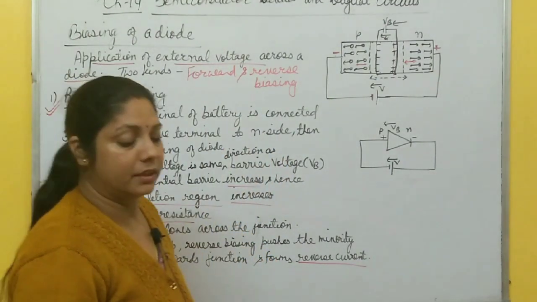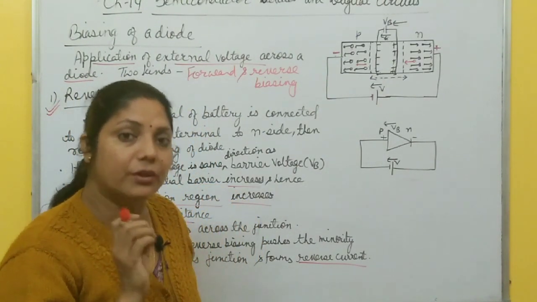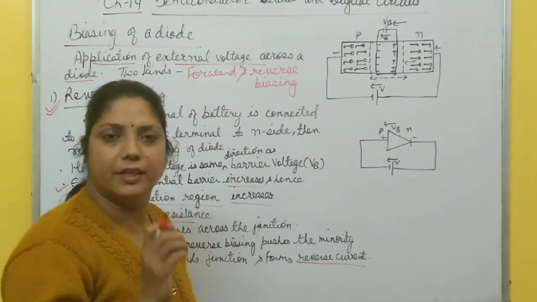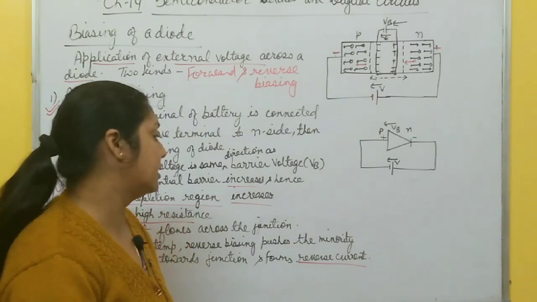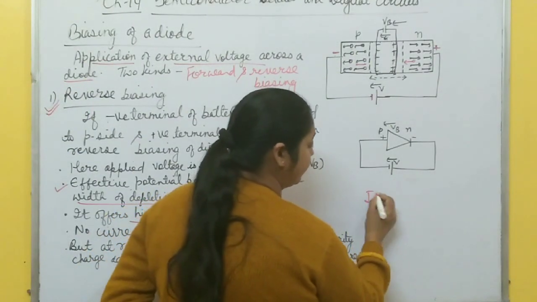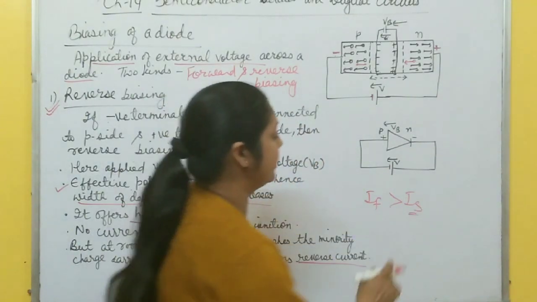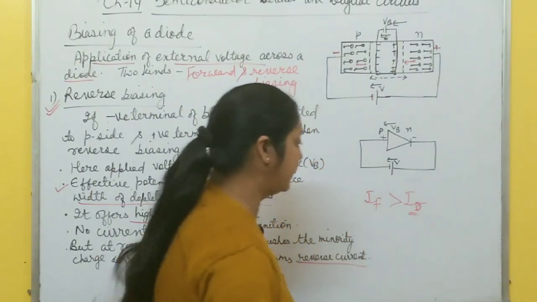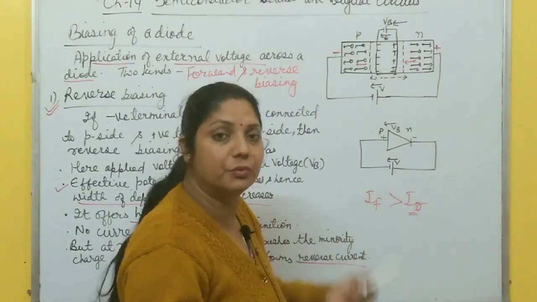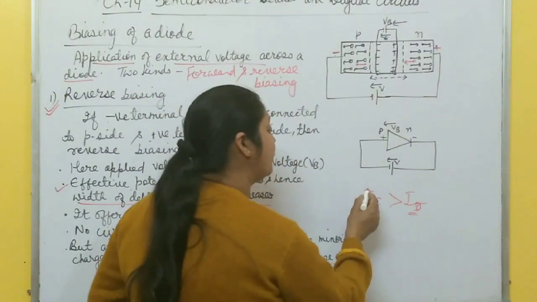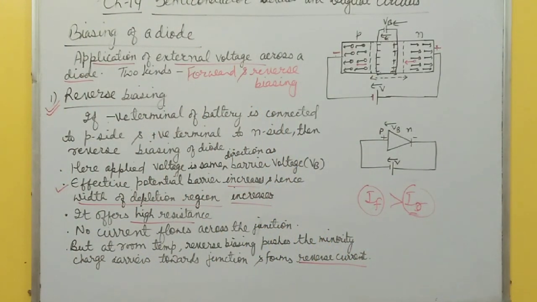But you know, the concentration of majority carriers is always greater than the concentration of minority carriers. So this reverse current is very small because it is produced due to the drifting of minority carriers. So forward current is always greater than reverse current. Then reverse current is due to what? Minority carriers, and the forward current is due to majority carriers, and the concentration of majority carriers is more than that of minority carriers. So forward current is always greater than reverse current, right? Please take a screenshot of this one.